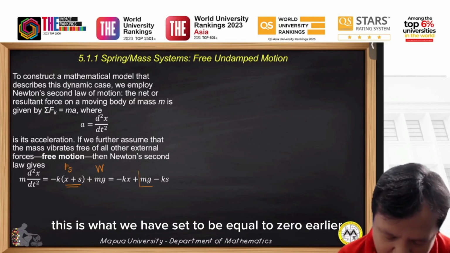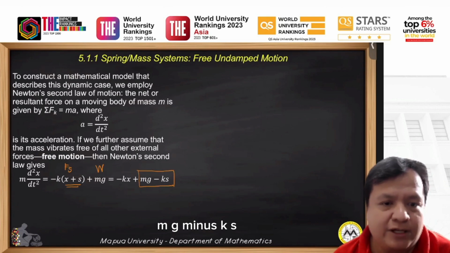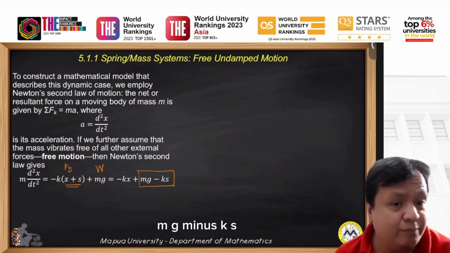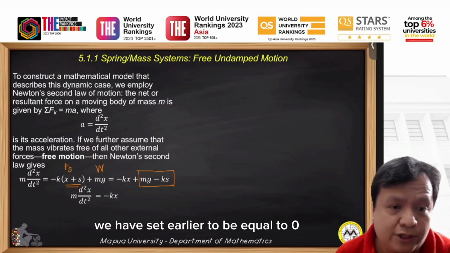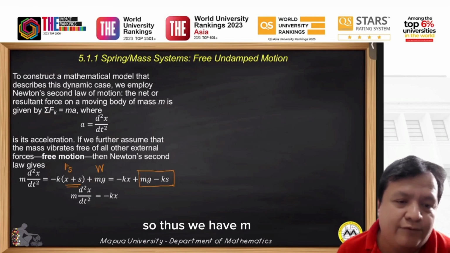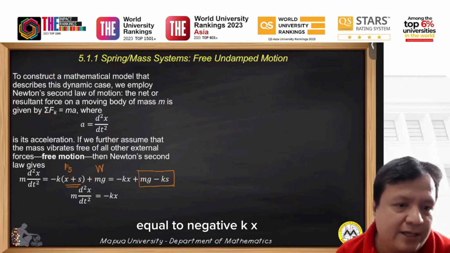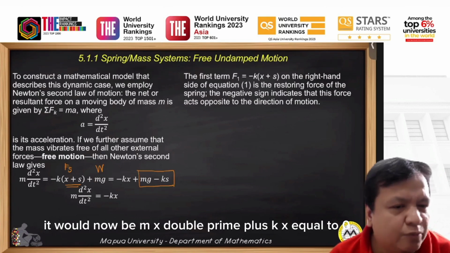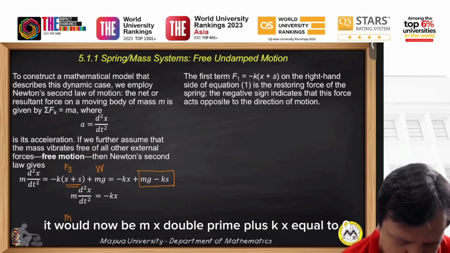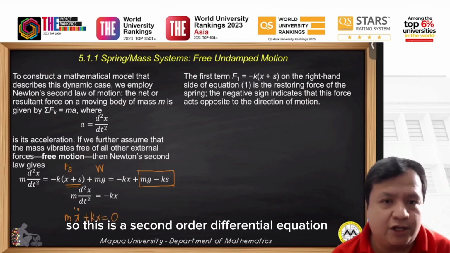This is what we have set to be equal to 0 earlier: mg minus ks. This is the equilibrium state, which we have set earlier to be equal to 0. So thus, we have m times the second derivative of x with respect to t equal to negative kx. If we transpose this, it would now be m x double prime plus kx equal to 0. So this is a second order differential equation.